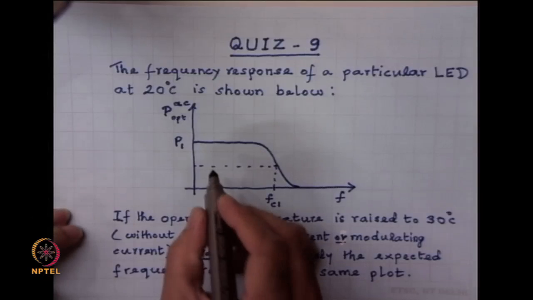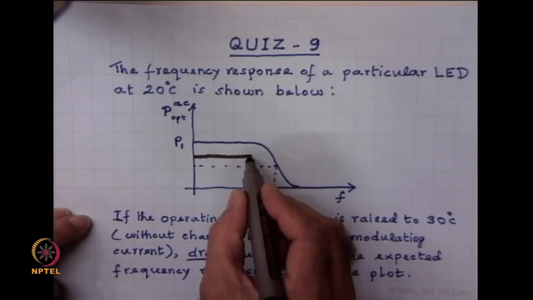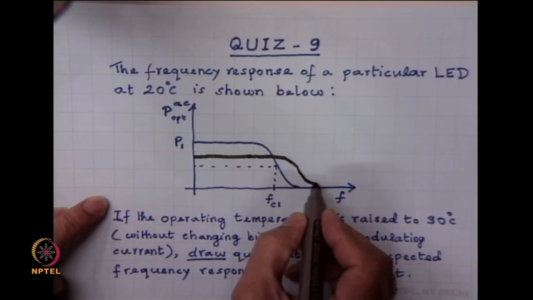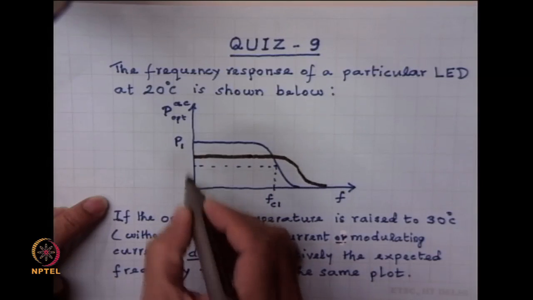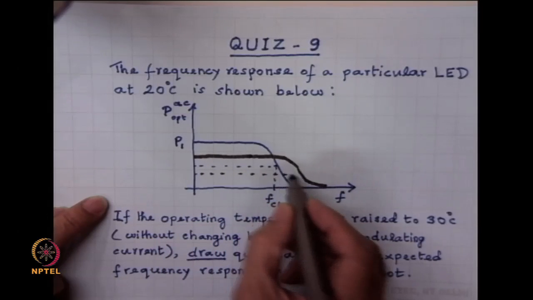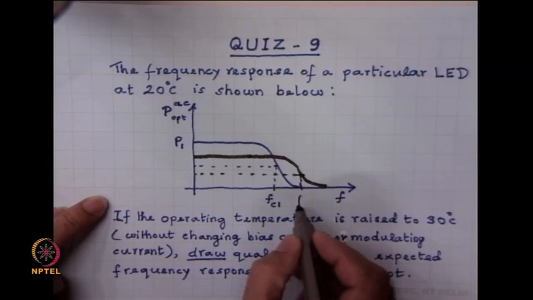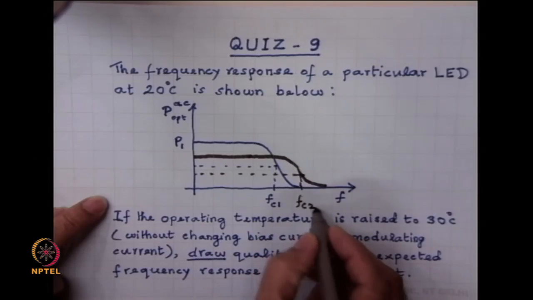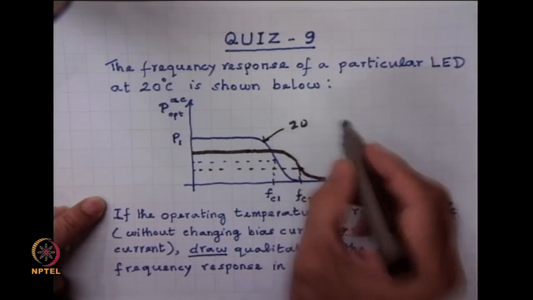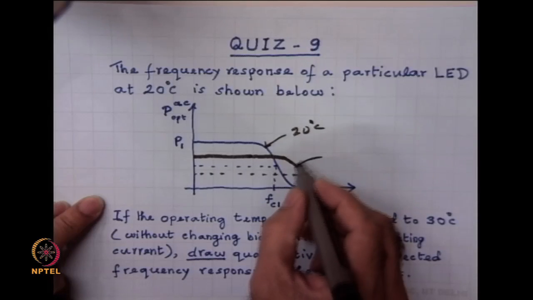So, let me show it right here. The expected curve now becomes like this, and half of that, the half power. This is important to show that the cutoff now goes here. So, this is FC 2. Earlier this was for 20 degree centigrade, and this is for 30 degree.